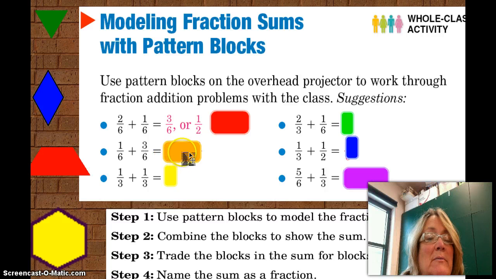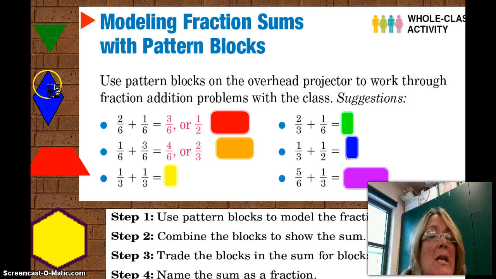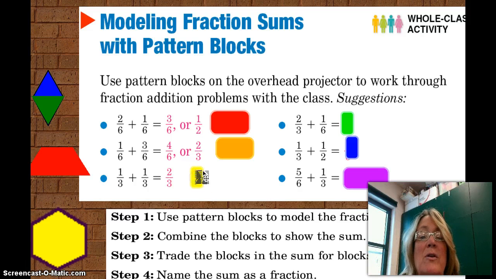So do the next one. Hopefully you realize that 1/6 plus 3/6 equals 4/6, or 2/3, because half of 4 is 2 and half of 6 is 3. Or 2 triangles equals 1 rhombus. That is why 4/6 is the same as 2/3. Again, do the next one. 1/3 plus 1/3 should be pretty easy by now, is 2/3.